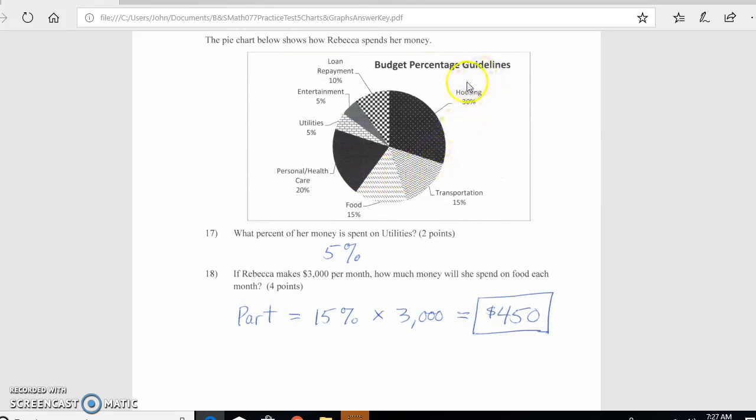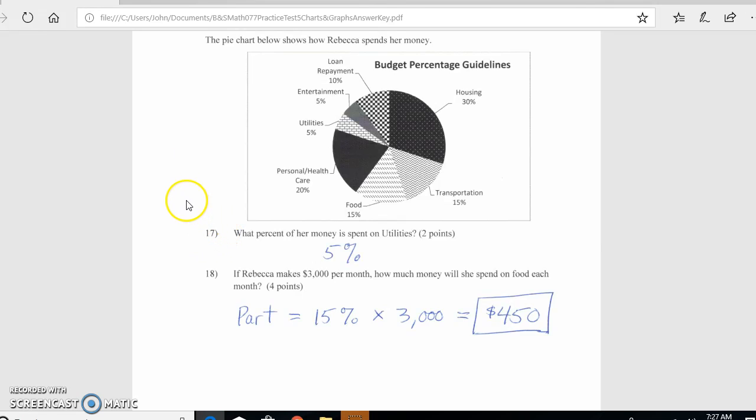For example, housing. We have 30% of her income is spent on housing. Transportation is 15%. Food is 15%. Personal health care, 20%, and so on. So we get an understanding of the chart, and then we can answer the questions.